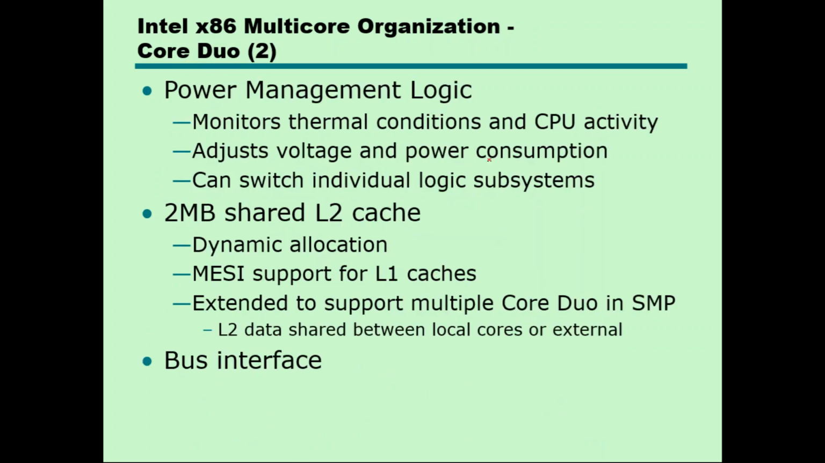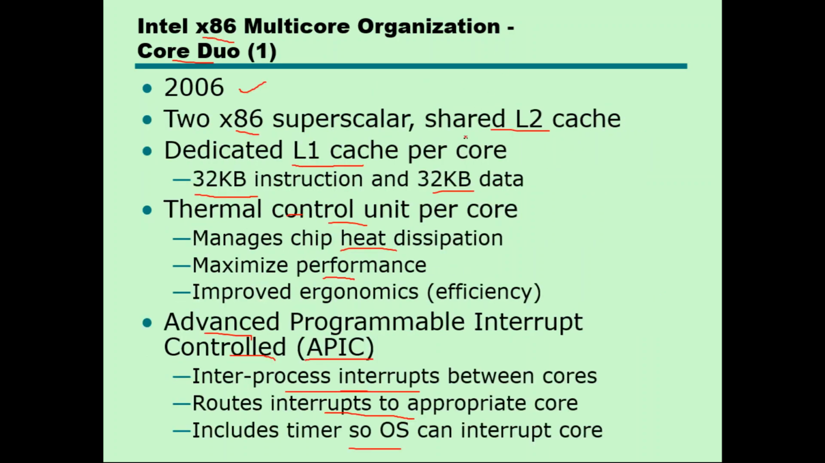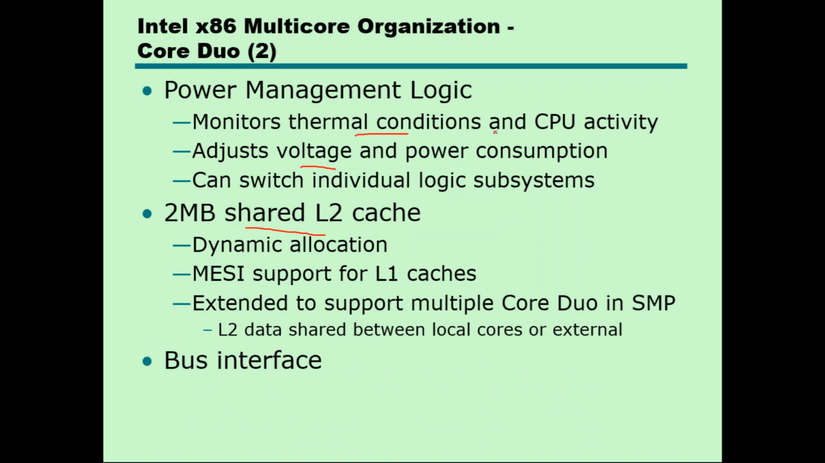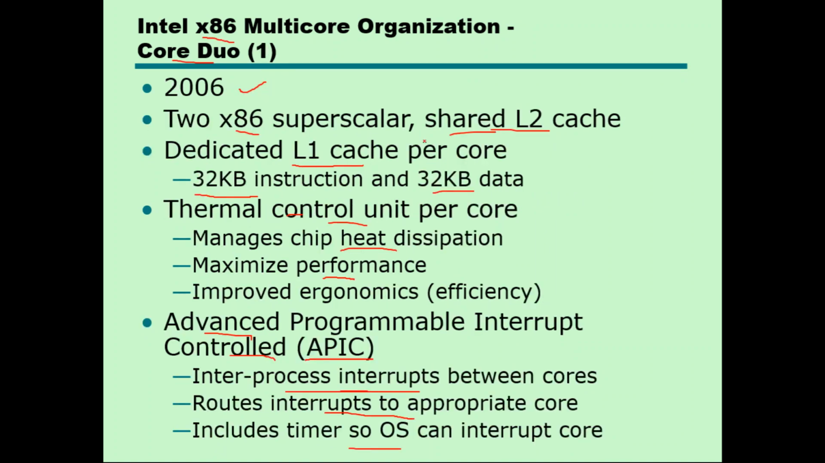It also includes power management logic which monitors the thermal conditions and CPU activity, and accordingly it adjusts the voltage and power consumption. And it has a 2 MB shared L2 cache. Previously we discussed that there is a shared L2 cache; the capacity is 2 MB, whereas for L1 it has two sets of 32 KB instruction cache and 32 KB data cache.